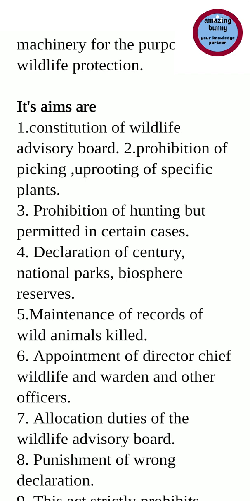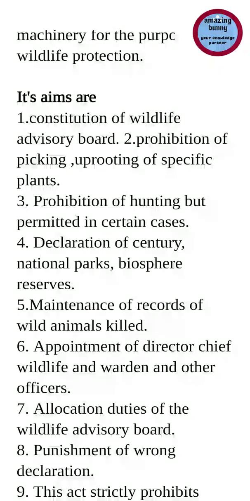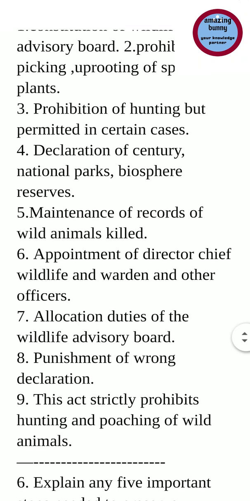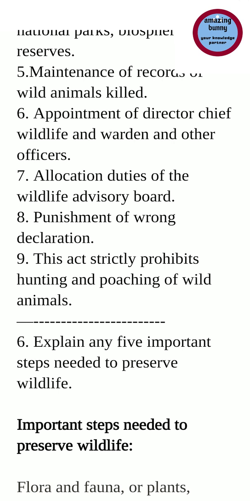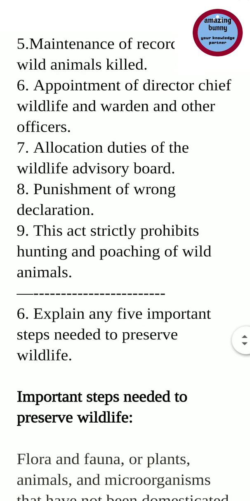The aims of wildlife protections are: first, constitution of Wildlife Advisory Board; second, prohibition of picking, uprooting of specific plants; third, prohibition of hunting but permitted in certain cases; fourth, declaration of sanctuary, national parks, biosphere reserves; fifth, maintenance of records of wild animals killed; sixth, appointment of director, chief wildlife warden and other officers; seventh, allocation of duties of the Wildlife Advisory Board; eighth, punishment of wrong declaration; ninth, this act strictly prohibits hunting and poaching of wild animals.